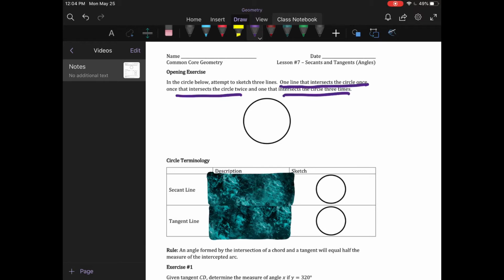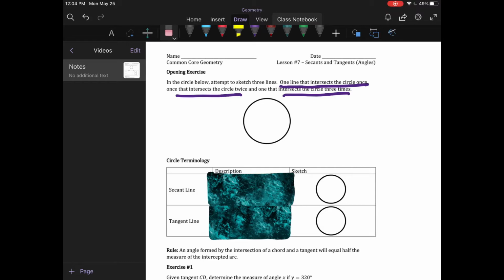Remember that a line needs to be a straight line. When we're talking about geometry, sometimes we say, okay, this is a line, but it's not actually a line. Lines need to go on forever in both directions, opposite each other. It needs to be a straight line. So when you do these, it's got to be a straight line.